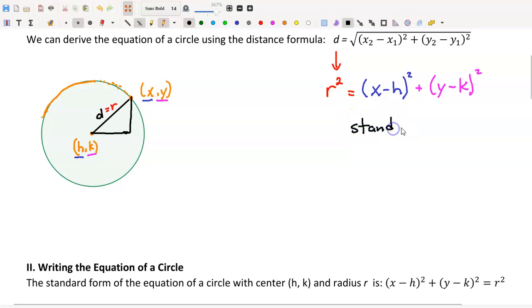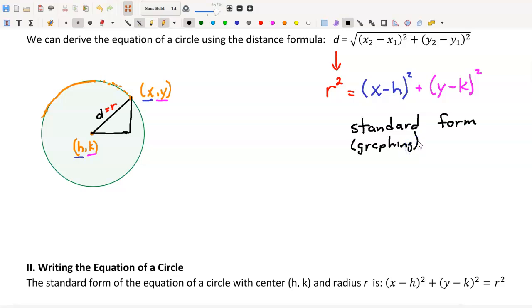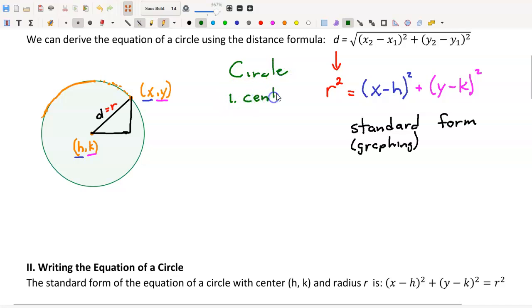Now, anytime you hear standard form for this month, know that it is the same as the graphing form. So if you want to graph it, you want to put it in what's called standard form. And there is another form called general form, which just has everything multiplied out and looks like a long polynomial. But usually we're concerned about getting it into standard form and finding out what the center and the radius are. So just to review, for a circle, you need two things. Number one, you need the center, (h, k), and you need a radius. Then you can find the equation of any circle.